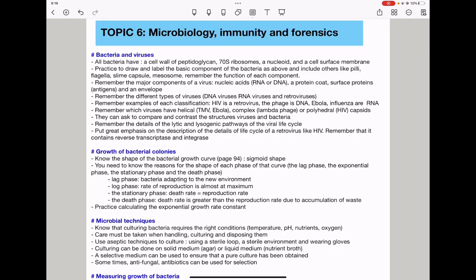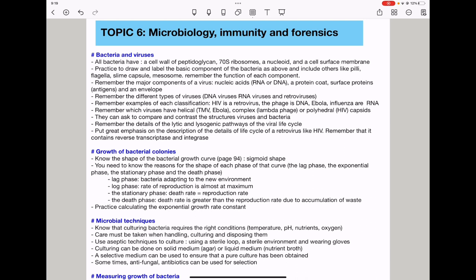Topic 6, Microbiology, Immunity and Forensics. Here we'll begin by looking at bacteria and viruses. Please remember that all bacteria have a cell wall made of peptidoglycan. They have 70S ribosomes and a nucleoid, as well as a cell surface membrane.